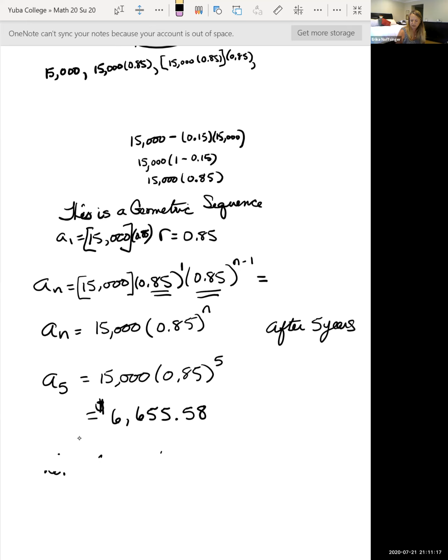Okay, so that was an example of a word problem. It wasn't of a series because we weren't summing terms. We were just finding what our sequence was, the a sub n term, and then we could answer questions knowing what type of sequence it was. Okay, so let's pause there.